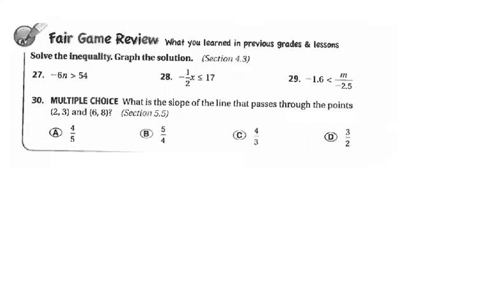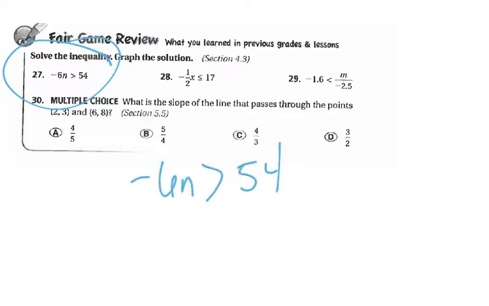Here is a little review that's in this lesson. So I'm going to start with number 27. Okay. So number 27 gives us negative 6n is greater than 54. So I'm going to solve this like I solve an algebraic equation, right? I would have to divide by negative 6 on both sides to simplify to get n. However, what you have to remember is when you divide inequalities by negative numbers, you must flip the sign, okay? So then it's going to become n is less than negative 9 is my answer, okay?